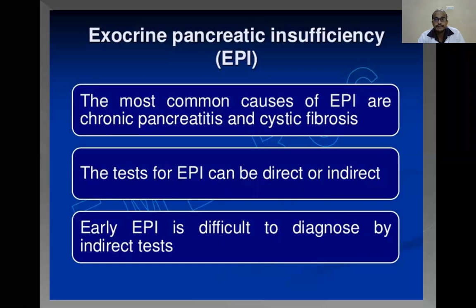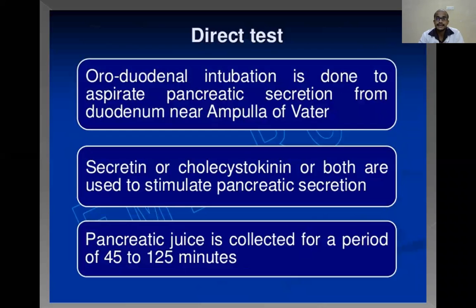And exocrine pancreatic insufficiency, the most common cause is chronic pancreatitis, and also cystic fibrosis. So this can be assessed by direct and indirect tests. So direct test is oroduodenal intubation, done to aspirate pancreatic secretion from duodenum near ampulla of Vater. Okay. So they are analyzed. And secretin or cholecystokinin, or both can be used. Okay. Pancreatic juice is collected generally for 40 to 125 minutes.